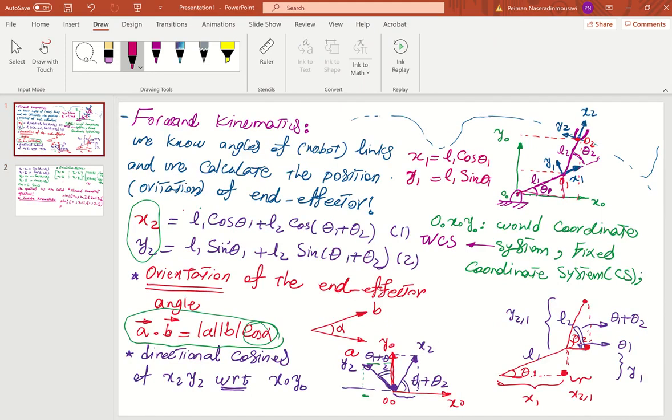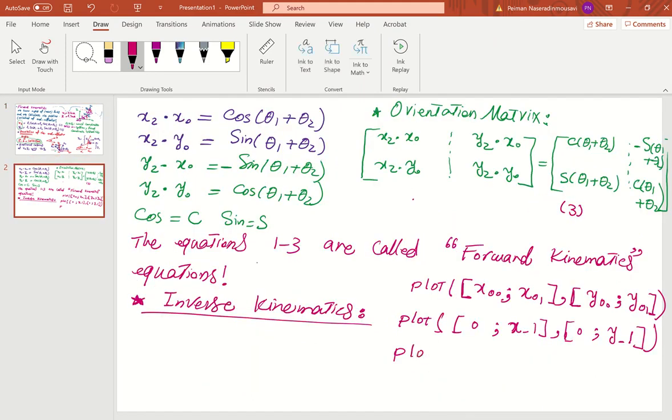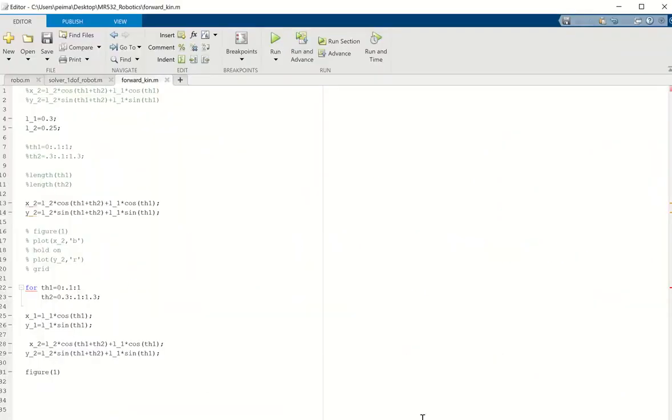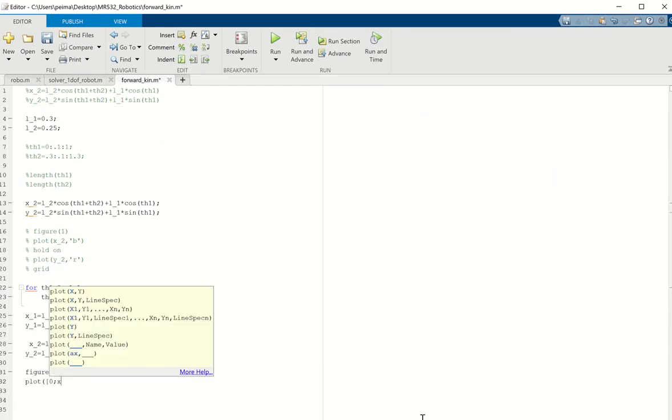The same is for the second link of the robot. For this part, plot x1 connecting to the x2, based on the code I developed, and the y1 connecting to the y2. These are underlines. Understand? This is the general command in Matlab. This is not robotics. So you're going to say figure 1, plot exactly as I did, 0 x underline 1 and 0 y underline 1.